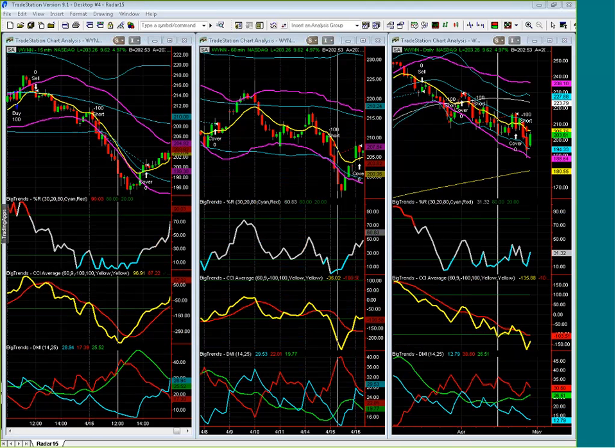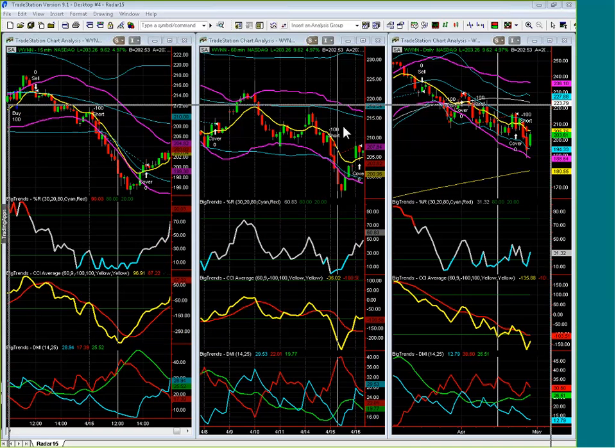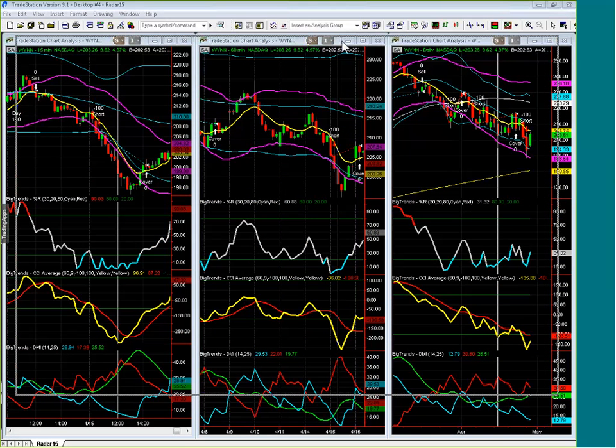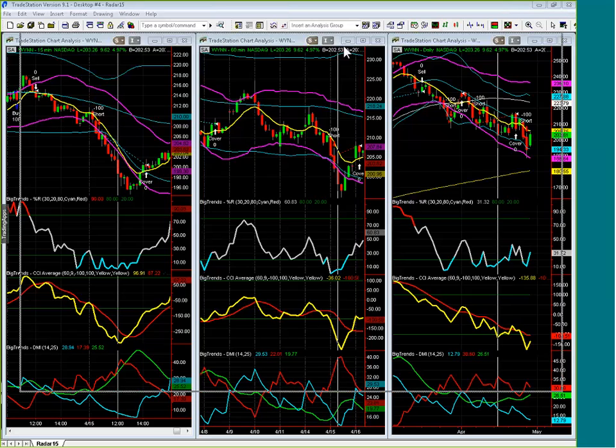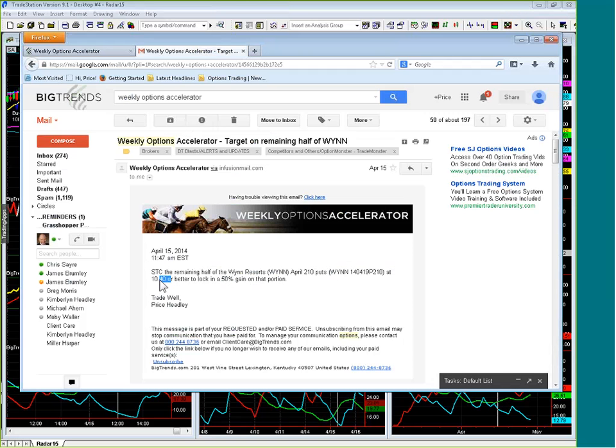is, where is that? I'm trying to find that one here. So with the rest of the position, we said, look, let's go ahead and get out of the rest of the trade here on that day, on the 15th. There it is. You can do 50% on top of $7 would be 1050. So on top of 690, it was 1040, a 50% gain or better on that position.